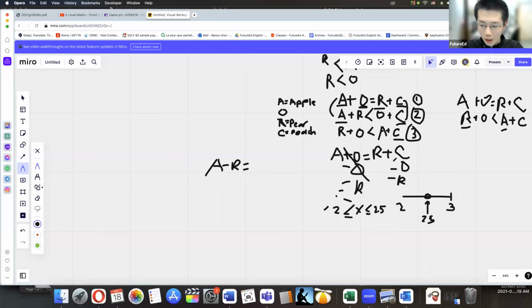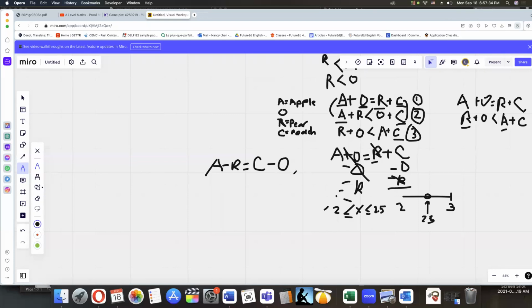Okay, well, if we look on the right side, what's R minus R? R minus R equals R. I mean, no, 0. So these R's cancel. We would have A minus R is equal to C minus O. So if we took an apple and took away the R, it's the same as if we take a peach and take away the orange, right? And what we know here is that this is basically another variant of equation 1.